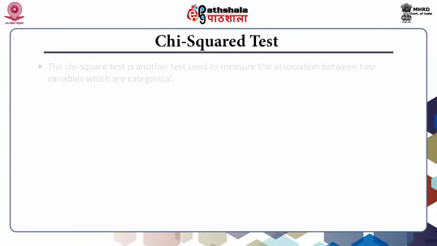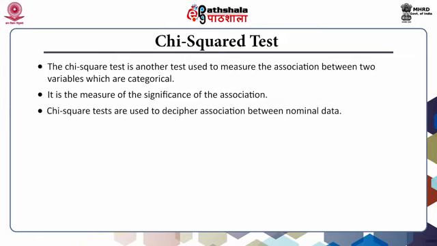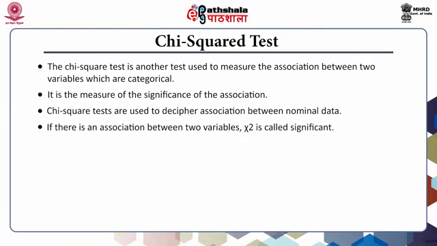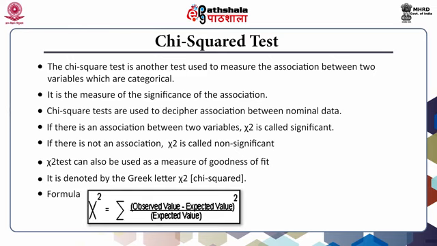Chi-square test. The chi-square test is another test used to measure the association between variables that are categorical. It is the measure of the significance of the association. Chi-square tests are used to decipher association between nominal data. If there is an association between two variables, chi-square will be called significant. When there is no association, chi-square is non-significant. Chi-square test can also be used as a measure of goodness of fit. It is denoted by the Greek letter chi-square. The formula is given below.